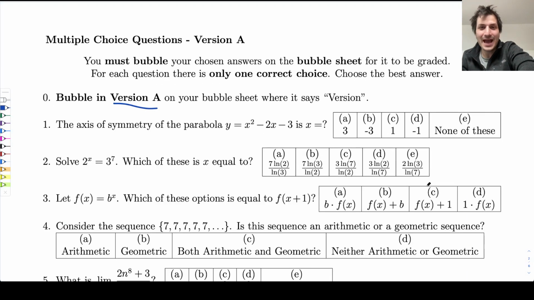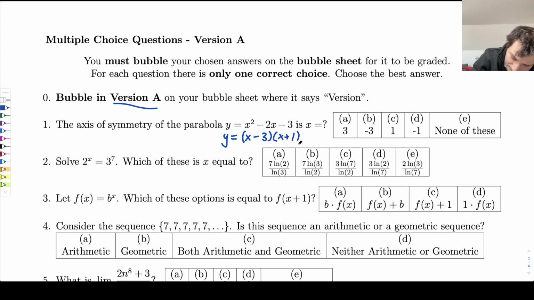Question 1. The axis of symmetry of the parabola y equals x squared minus 2x minus 3 is x equals what? To do this one, you need to somehow figure out what the parabola looks like. You could convert the parabola to vertex form, which would involve some algebra steps, but the way I like to do it is to factor it. So y equals x squared minus 2x minus 3 is the same as (x minus 3) times (x plus 1). By factoring it, I can see the roots are 3 and negative 1.